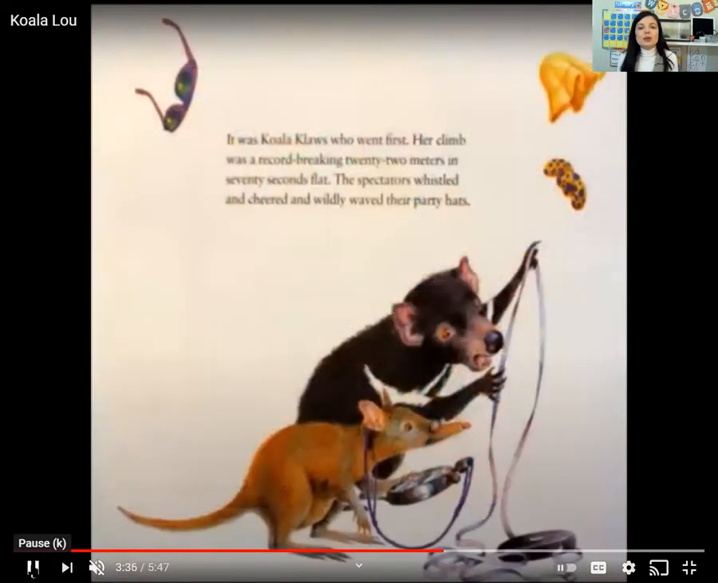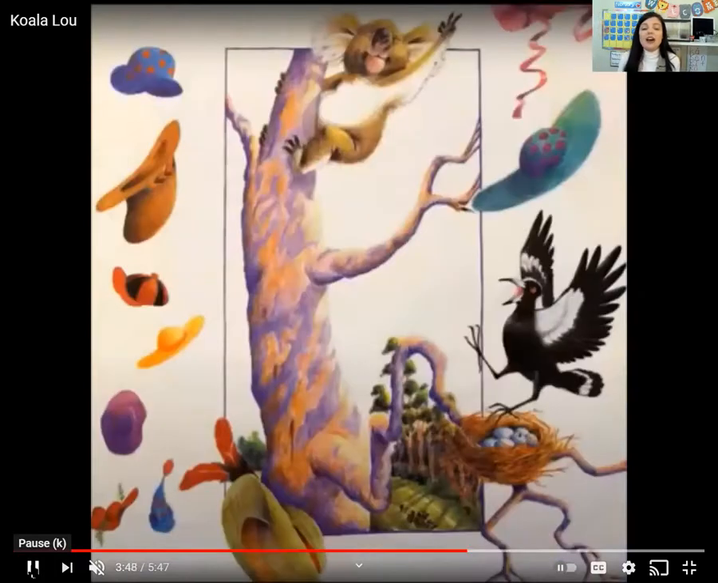It was Koala Claus who went first. Her climb was a record-breaking 22 meters in 70 seconds flat. The spectators whistled and cheered and wildly waved their party hats and flung them in the air and said, Hooray! Hooray, Koala Claus!